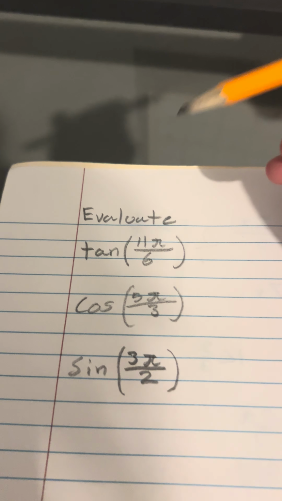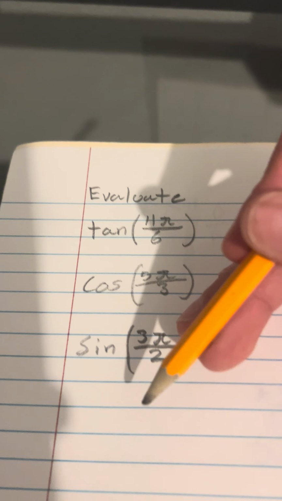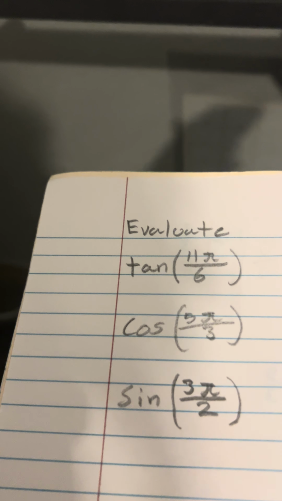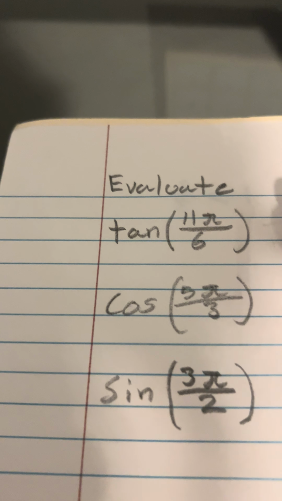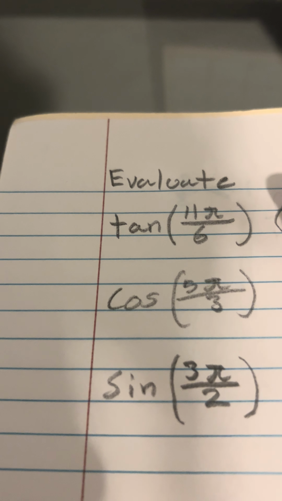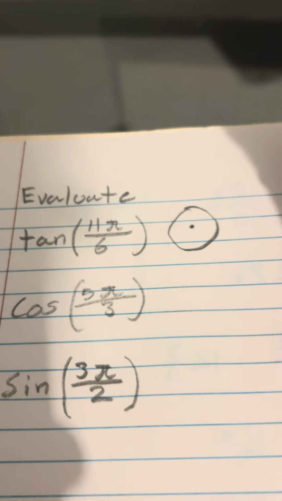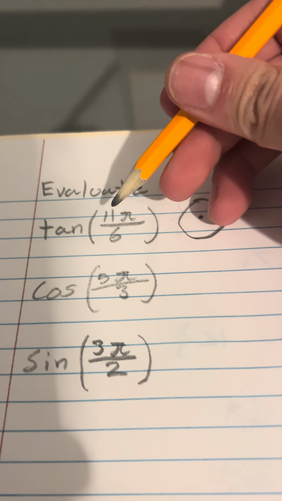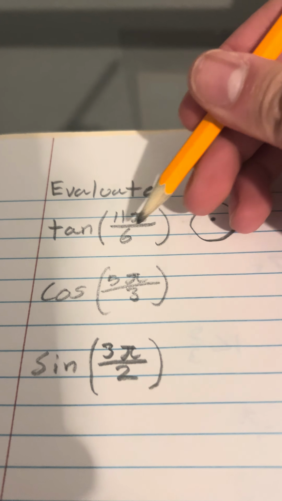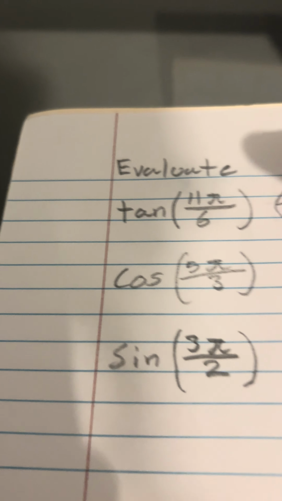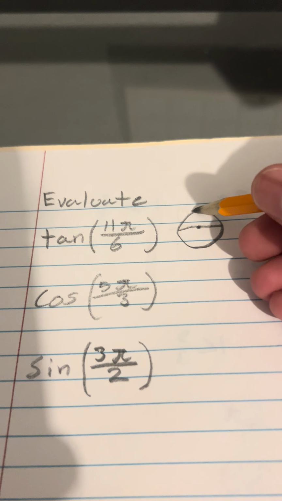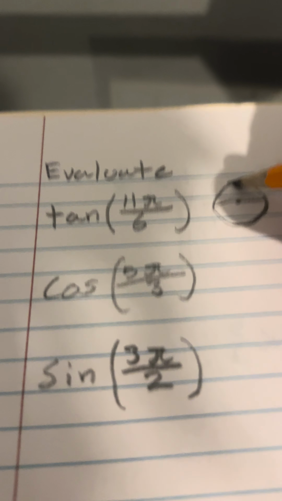I'm going to be showing you how to solve and evaluate all of these problems. The first step I'm going to do is draw the circle for a visual and the origin. So we're going to start off with this part, 11 pi over 6. Well, when we split this up, we're going to split the top into 6 and the bottom into 6.